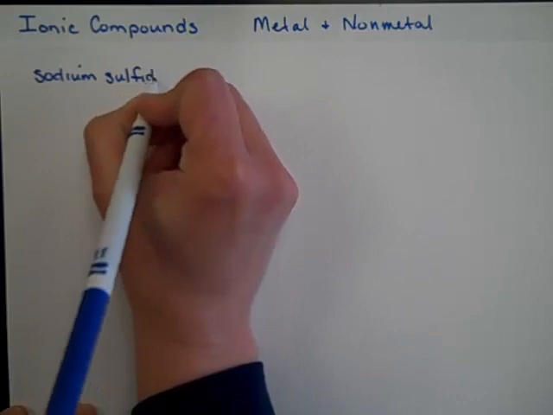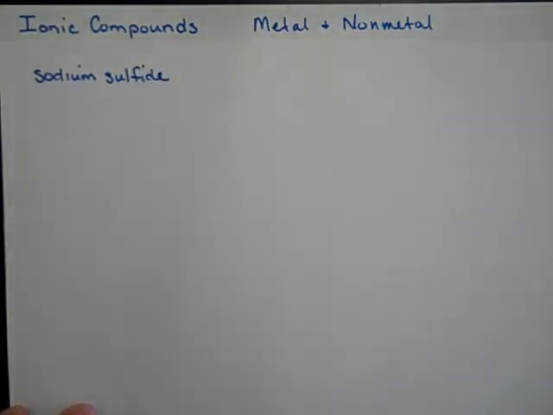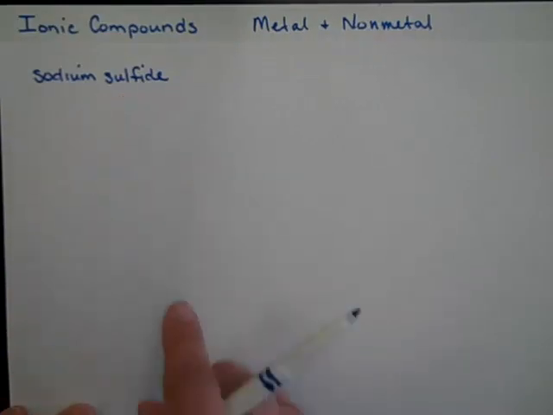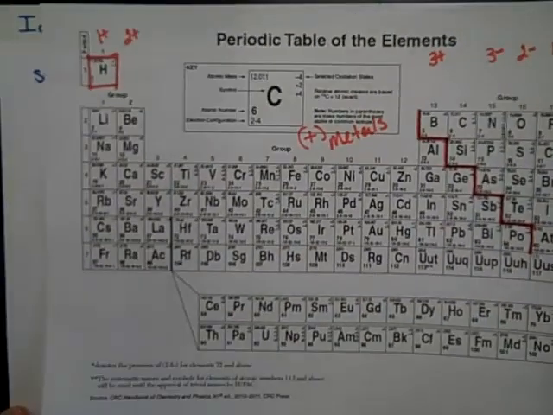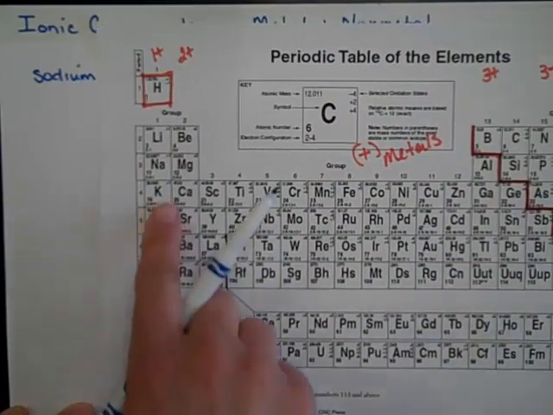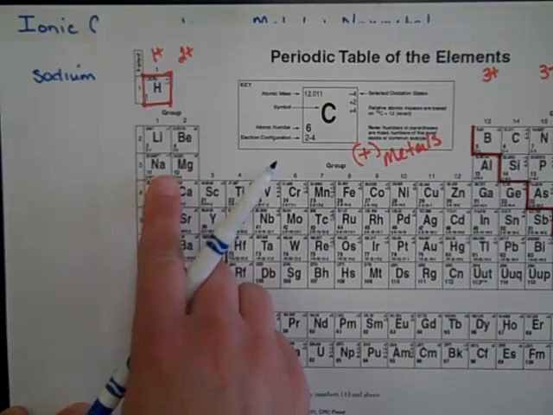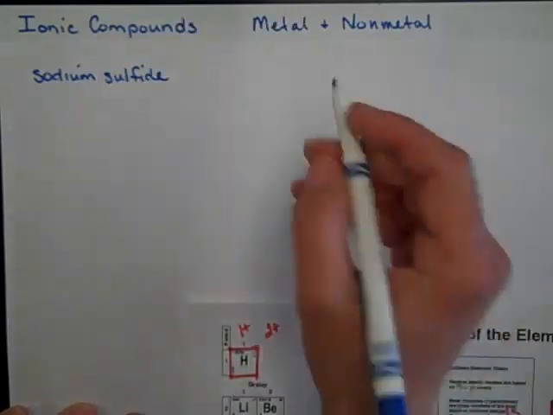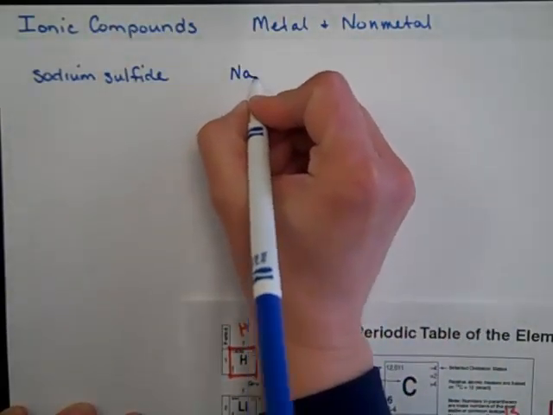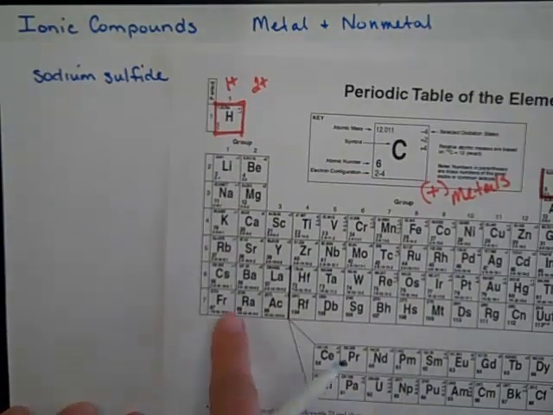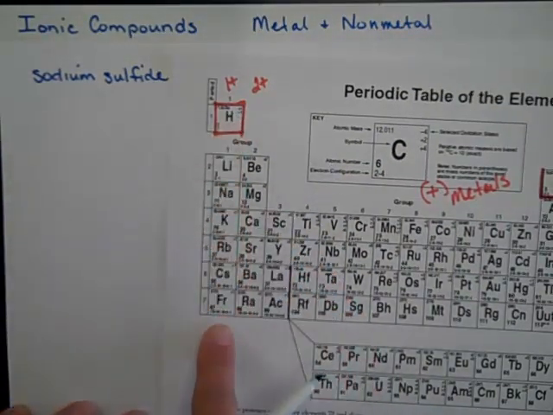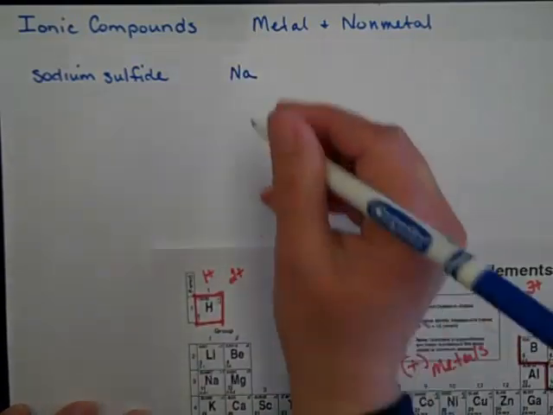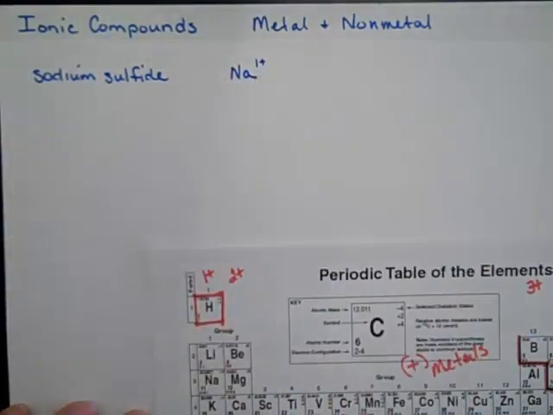Let's start with this one. So sodium sulfide, the first thing that we need to know is what are those symbols? Well, sodium on our periodic table is over here. This is one of the weird ones because it's Na, not what you would expect. So Na is sodium, so we're going to start with that. Sodium is in this first column, and this first column loses an electron to form a 1 positive charge.